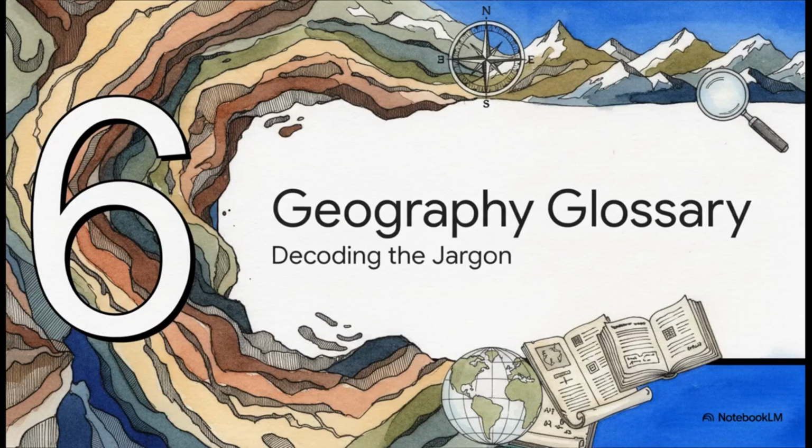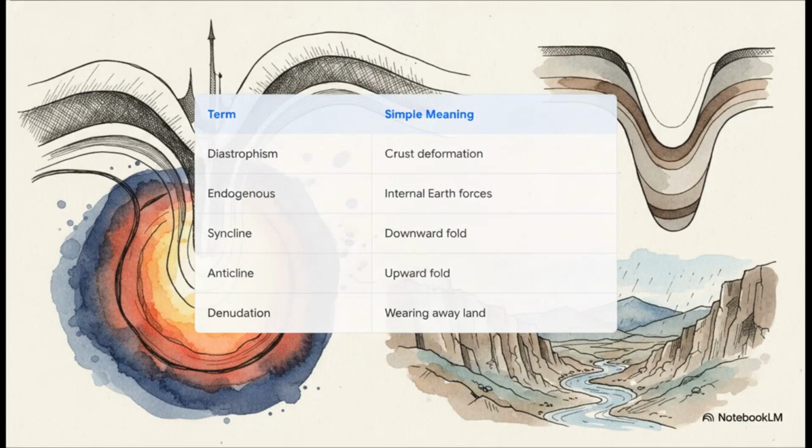And finally, Section 6, our Grade 6 Geography Glossary. Time to decode the jargon. Let's decode some of this technical jargon together, all right? Diastrophism. It sounds complicated, but it's really just a fancy word for large-scale deformation of the crust, like folding and faulting. Endogenous means those internal, constructive forces originating from deep inside the earth.